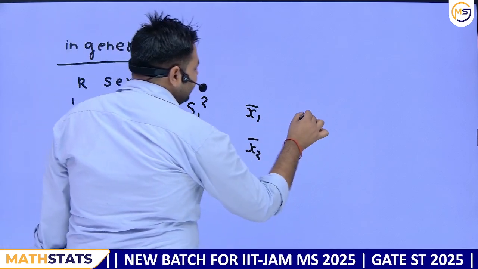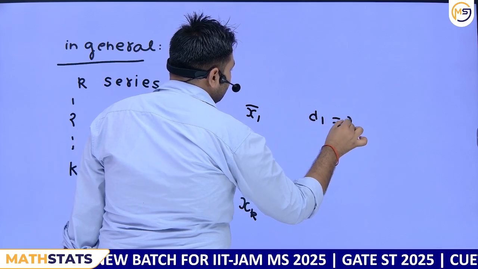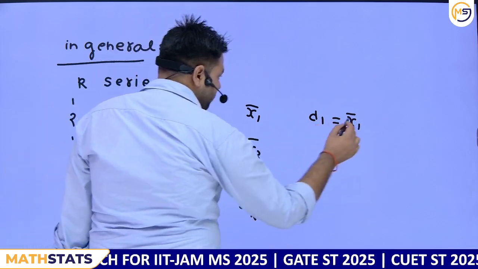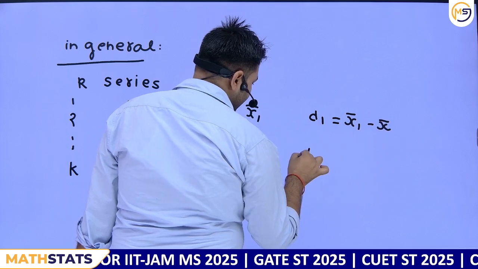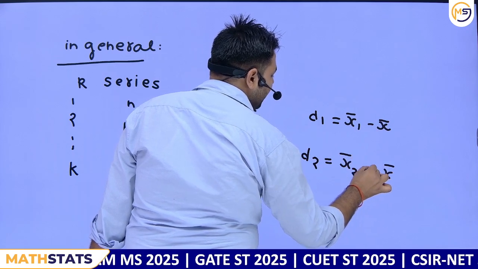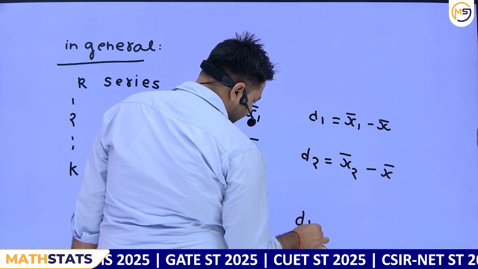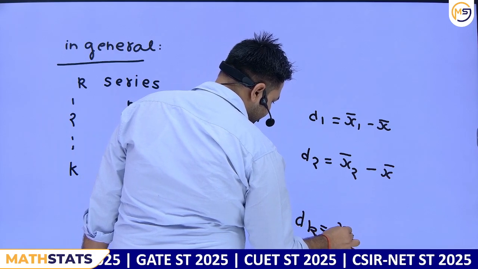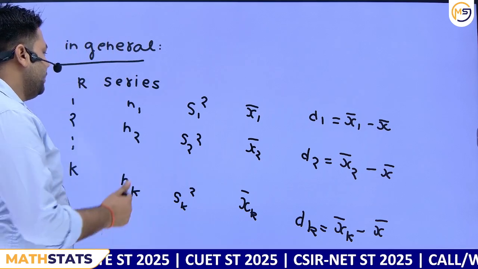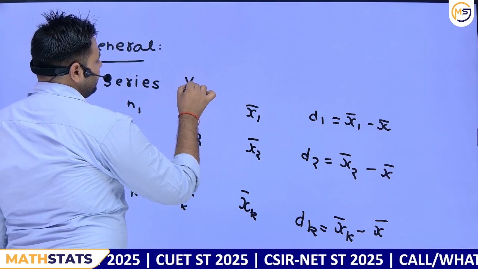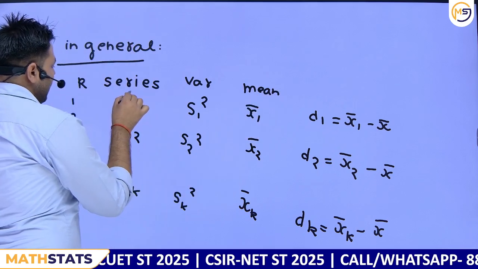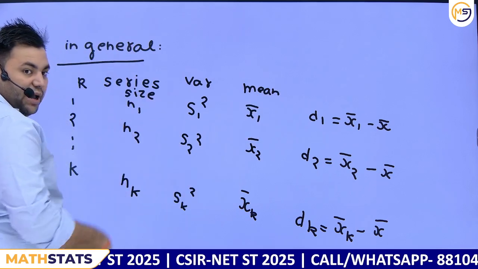Corresponding d1 is equal to x1 bar minus x bar, corresponding d2 equal to x2 bar minus x bar, and this x bar is the combined mean. So dk equal to xk bar minus x bar. This is variance, this is mean, and this is size. So in general, we have these series.